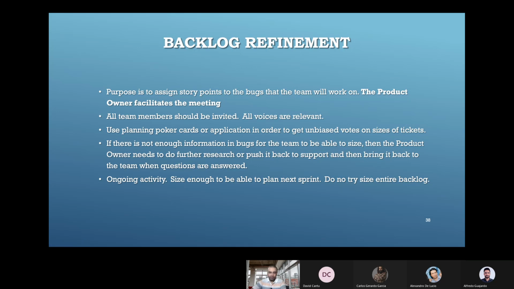So the main purpose of this, as I mentioned yesterday, is to assign story points to every item so that the team can work, and the product owner is going to facilitate this meeting. As I was mentioning, other meetings the Scrum Master can schedule and facilitate, but this is the core responsibility of a product owner only, to groom the product backlog. That is the reason. So we'll invite every team member. We are going to use planning poker cards.